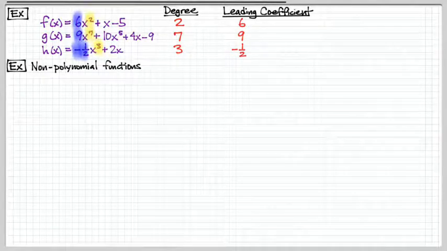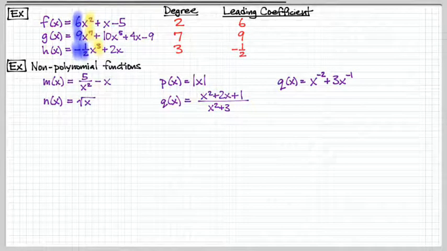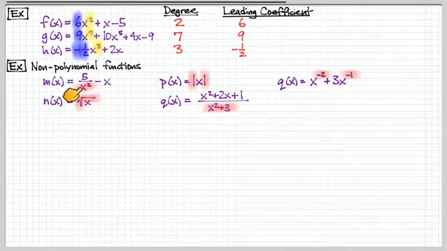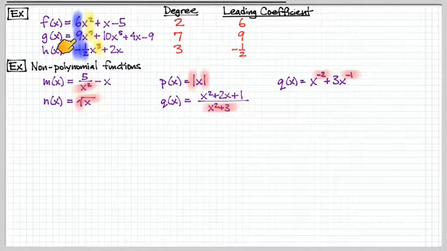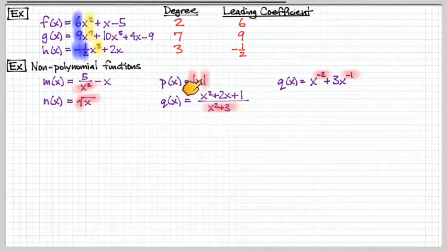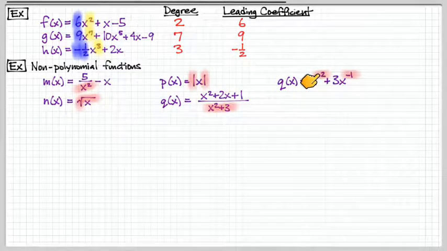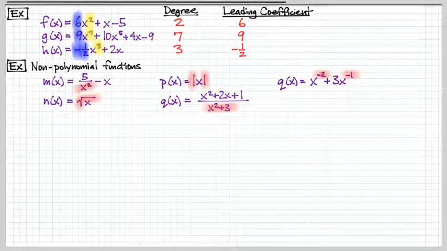Now let's look also at non-polynomial functions. Let's take a look at a handful of these. Now all of these listed here are not polynomial functions, and they're not polynomial functions for a variety of reasons. In this case, we have a denominator being the x squared term. We see a square root of x here, absolute value of x, x to the negative 2 or x to the negative 1. Remember, the exponent needs to be a whole number, 0, 1, 2, 3, or so on. So all of these are cases of non-polynomial functions.